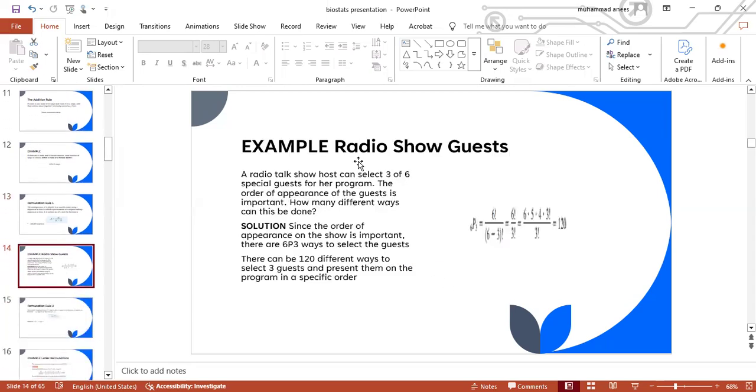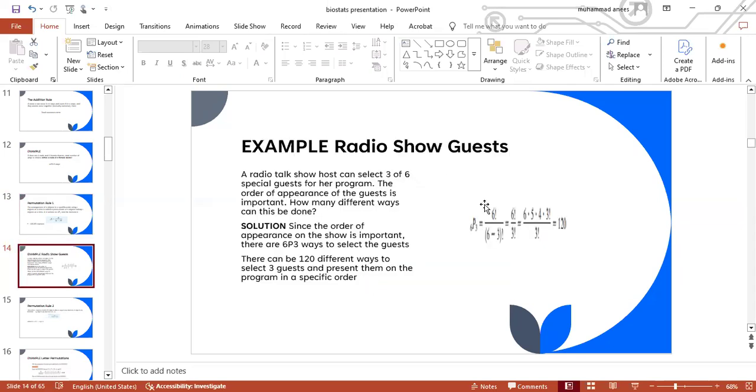We'll take an example of radio show guests for showing the permutation calculation. So a radio talk show host can select 3 of 6 special guests for her program. So the order of appearance of the guests is important. How many different ways can this be done? The solution is, since the order of the appearance on the show is important, there are 6P3 ways to select the guests. By using this formula, we have seen 120 different ways to select 3 guests and present them on the program in a specific order.